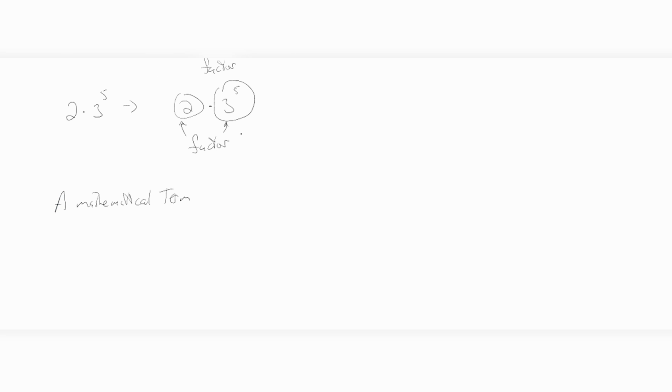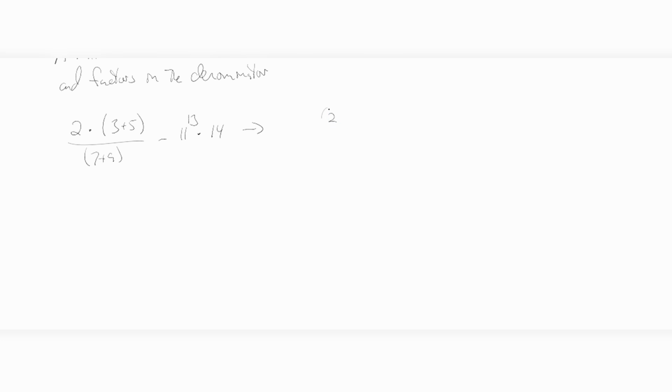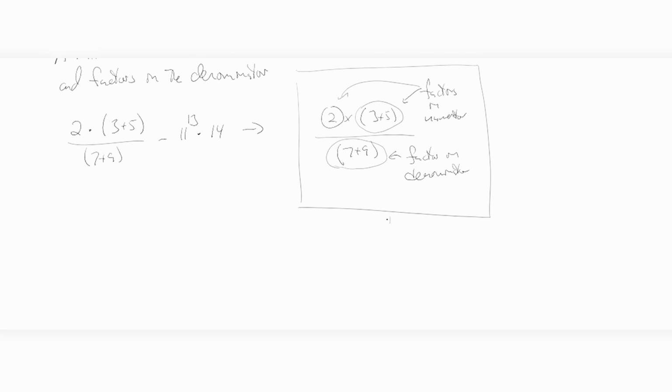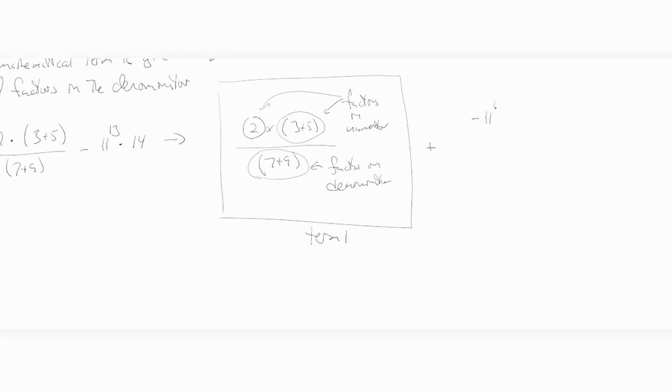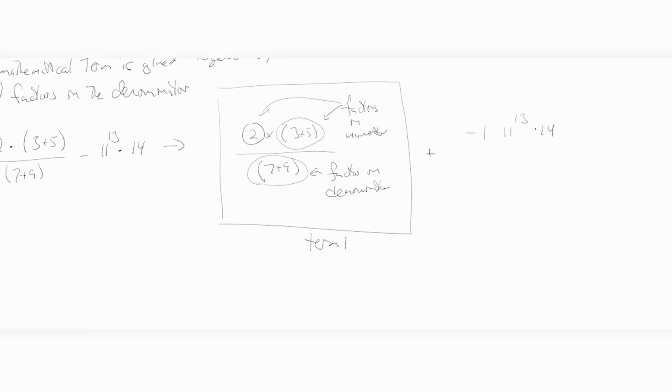Next, a mathematical term is glued together by factors in the numerator and factors in the denominator. That is, if I have something like this 2 and this binomial factor, 3 plus 5, are the 2 factors in the numerator. This 7 plus 9 is a factor in the denominator, so this entire thing here can be considered a term. Then here, 11 to the 13, 14 all being multiplied together. That -1, the 13 and 14, these are all factors, or factors in the numerator if you want to consider the denominator a 1. Collectively, those factors glue together into a term. That would be the second term in this expression.